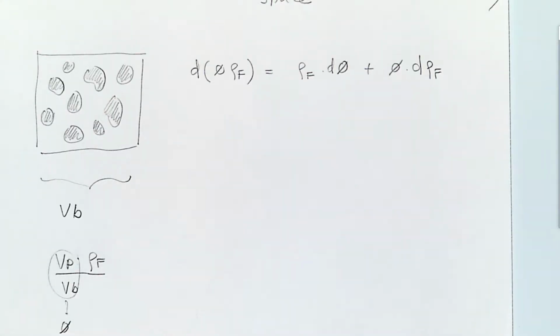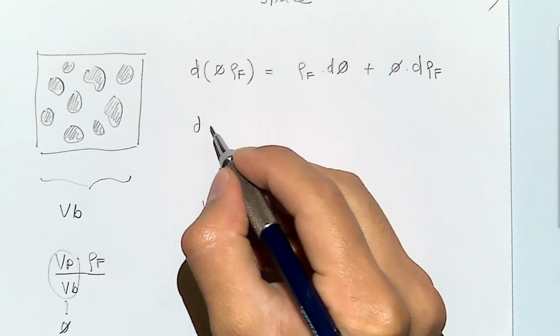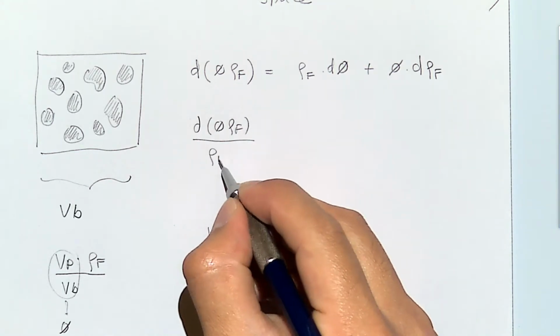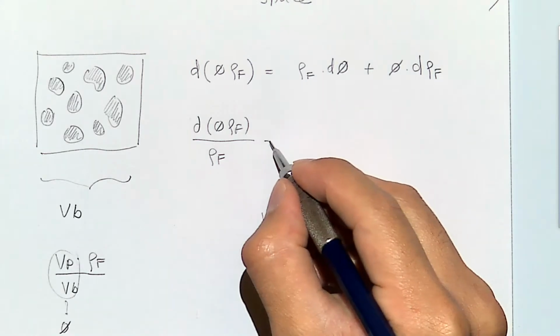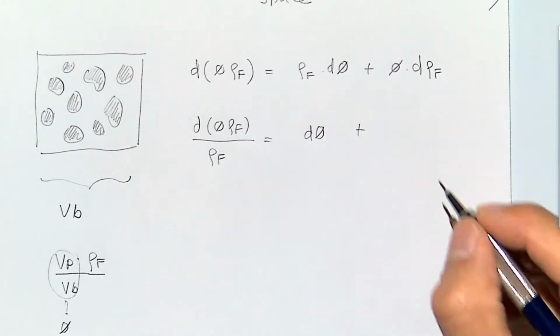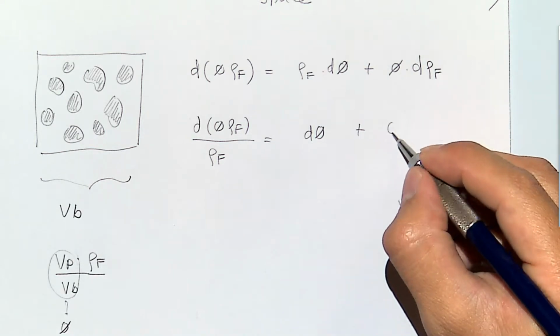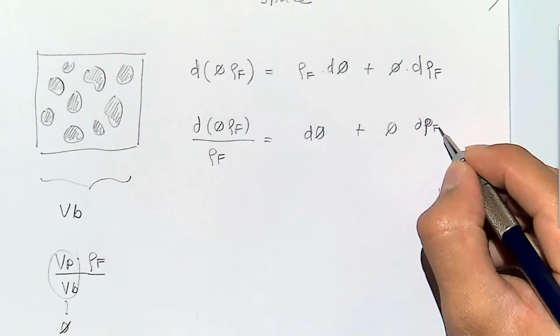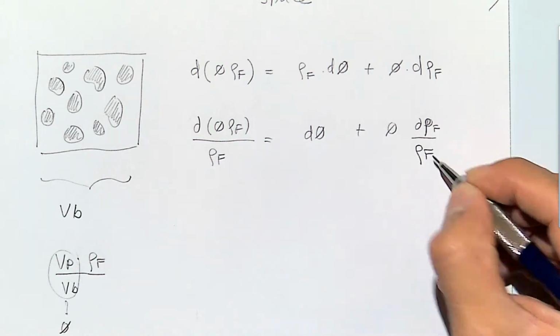Okay, now is where we start with some physics. First of all, let's take this equation and let's divide it by the density of the fluid. So here we're just going to have variation of porosity, and here we're going to have porosity times variation of density of the fluid divided by density of the fluid.